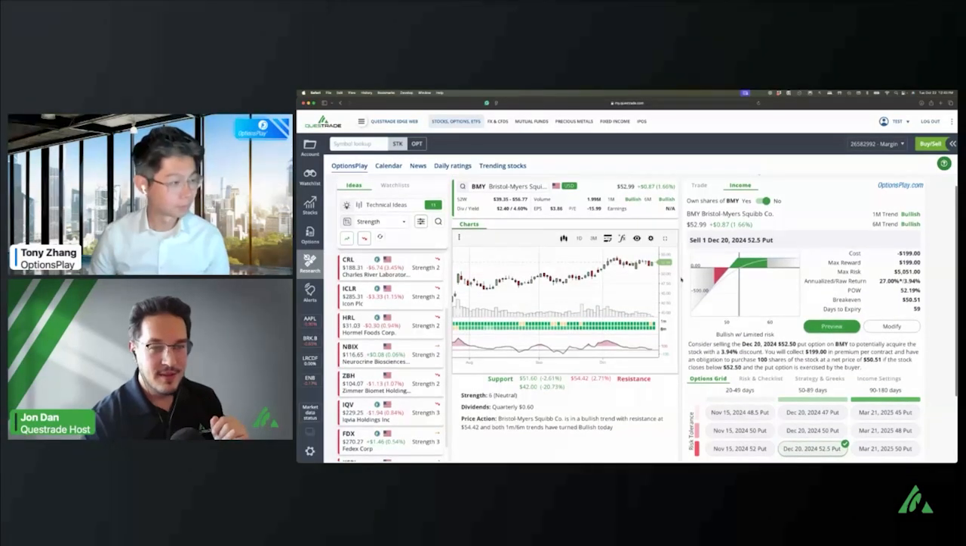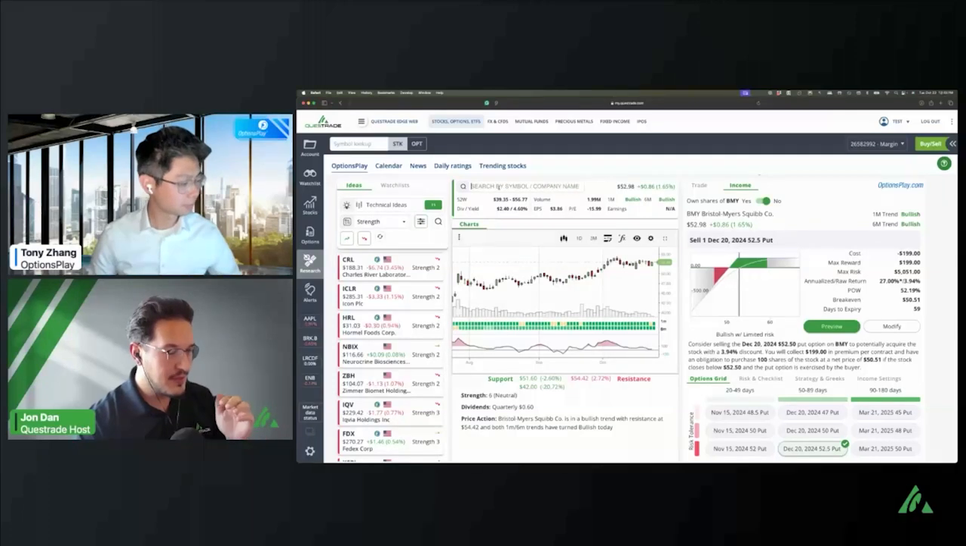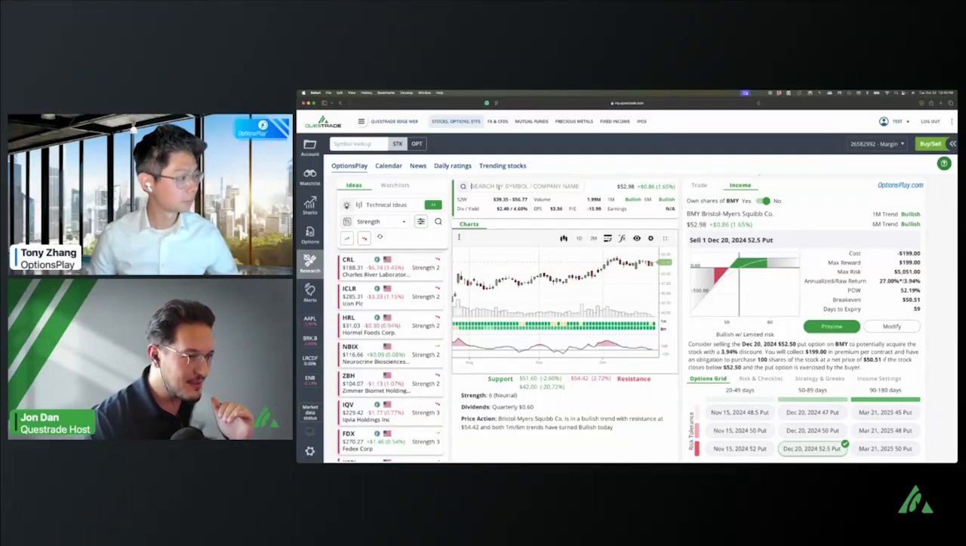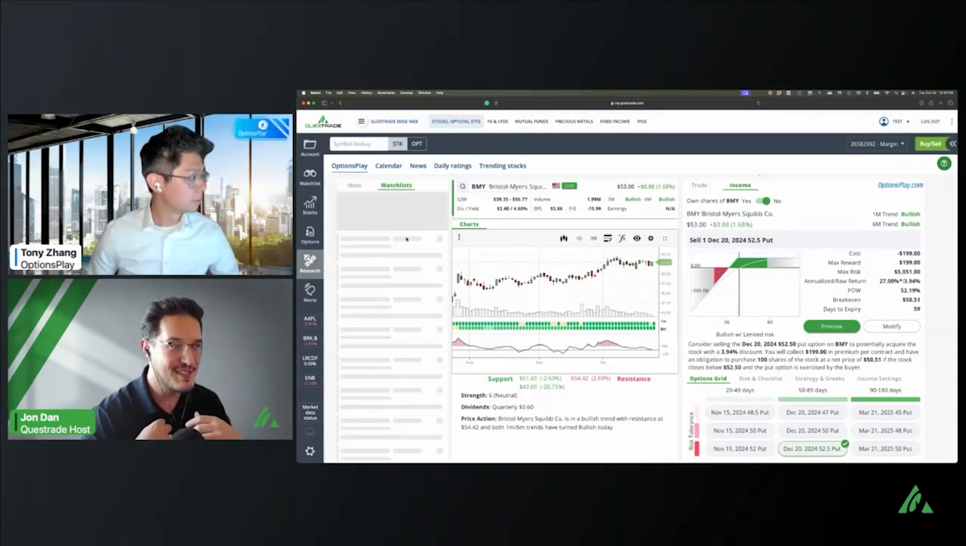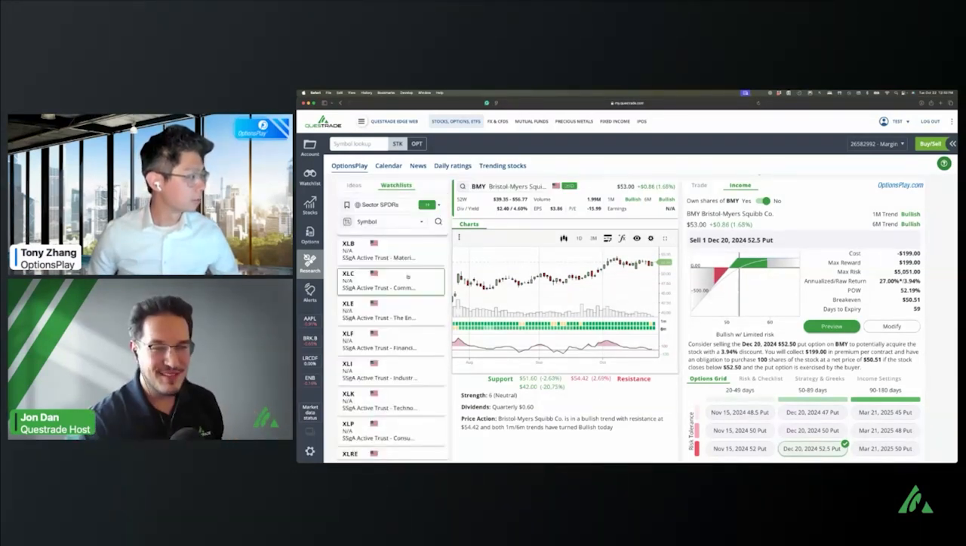So on the left-hand side where we see the strength, right now I see a lot of twos and threes. Do you mind elaborating on that a little bit more, Tony? Like what makes a good strength, where that number maybe comes from on the OptionsPlay side? What can you tell us about that?